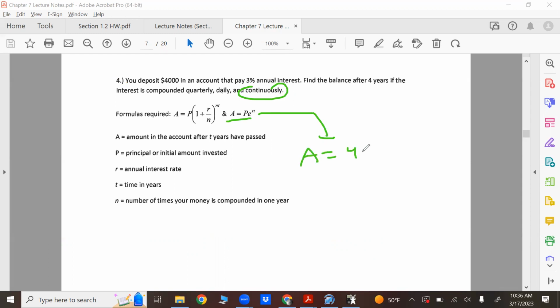So you can do 4,000 times e to the power of R, which is 0.03, multiplied by 4. Continuously kind of takes care of the infinity part for you, so it's just more accurate. Technically you could plug in like a million, and you'd probably get the same thing. But this formula here is only for continuous, guys.